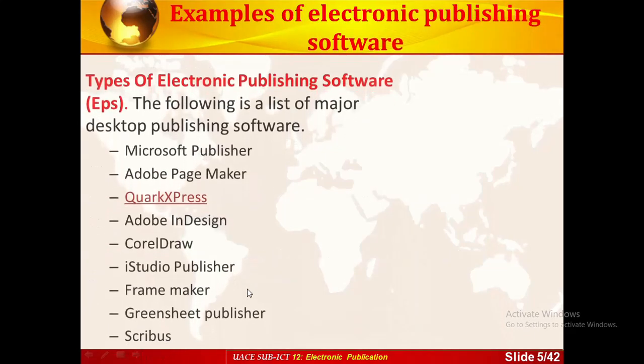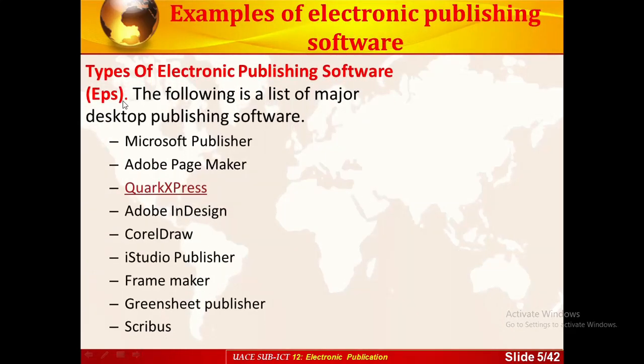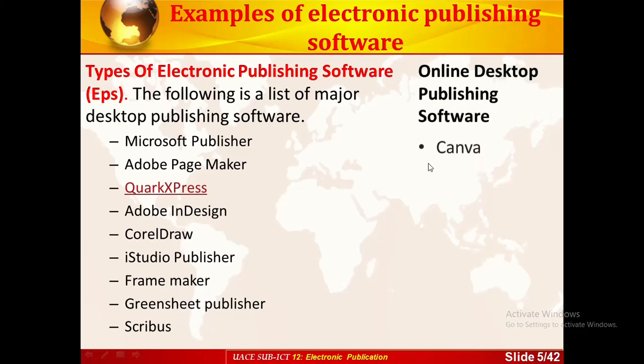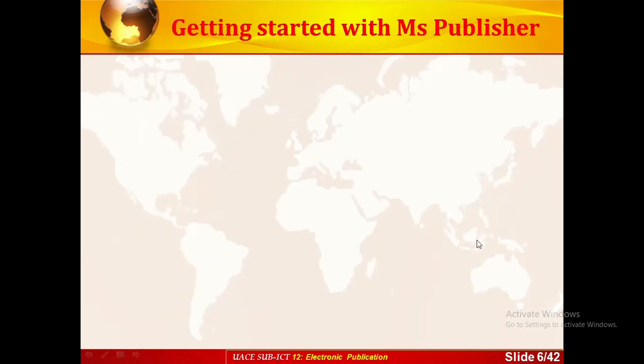Let's look at examples of electronic publishing software like Microsoft Publisher, Adobe PageMaker, QuarkXPress, Adobe InDesign, Corel, Serif Studio Publisher, FrameMaker, Greystone Publisher, and Scribus. Then we have online ones. We have Canva, we can do that design. We have Fatpaint, we have Lucidpress, so many others.